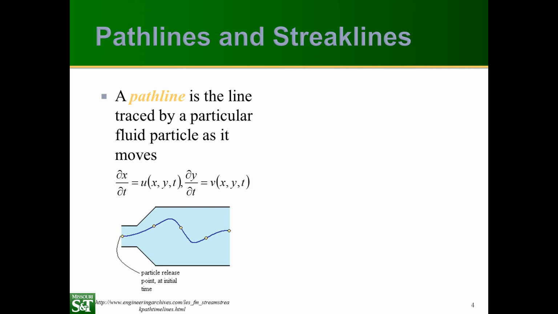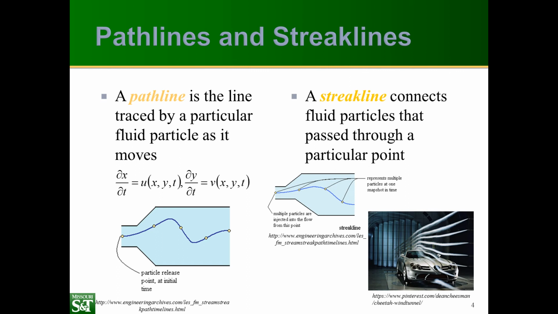The streak line is a line that connects all of the fluid particles that have passed through a particular point. So basically what happens is we tag all the particles moving through a point and we watch where they go. And this is what we do when we're in a wind tunnel, for instance, when we want to see the flow over a car. We tag all these particles one after another and we look at the line that that tag makes.